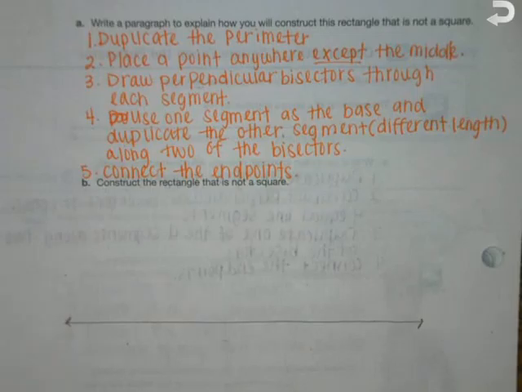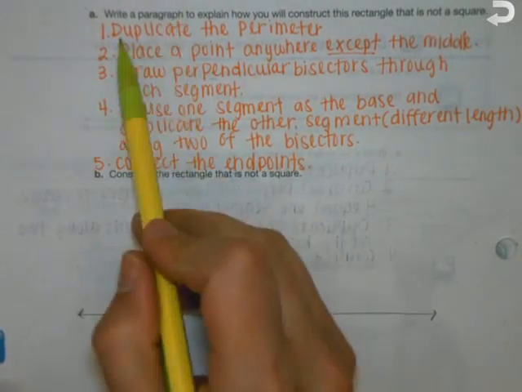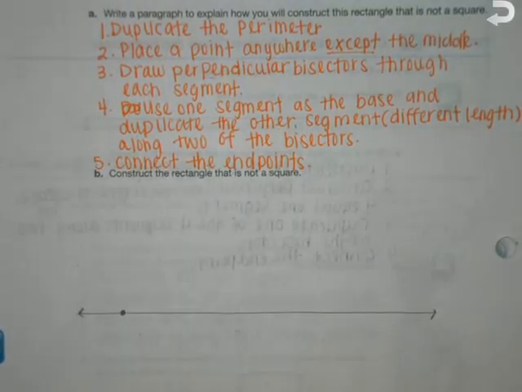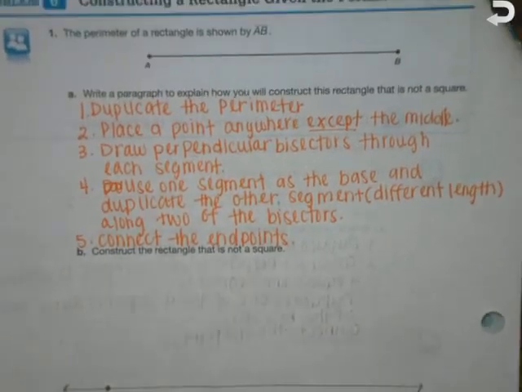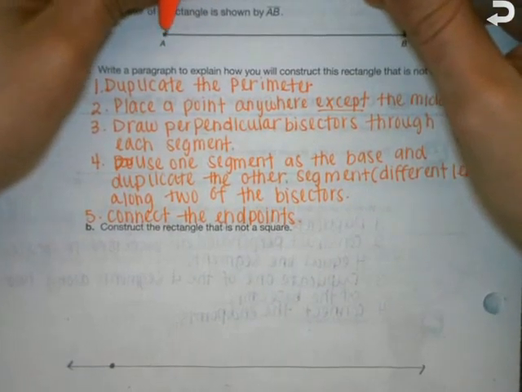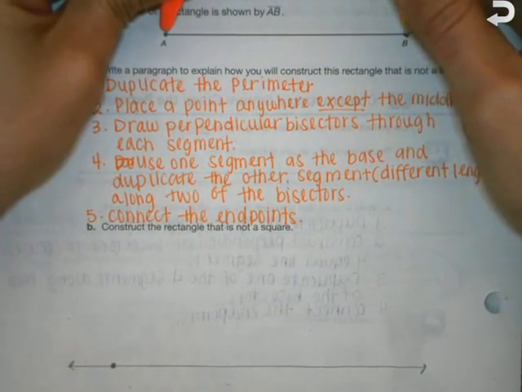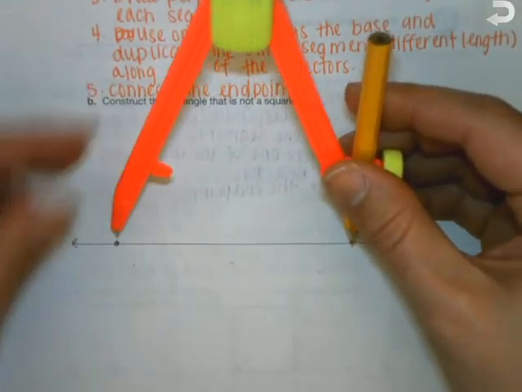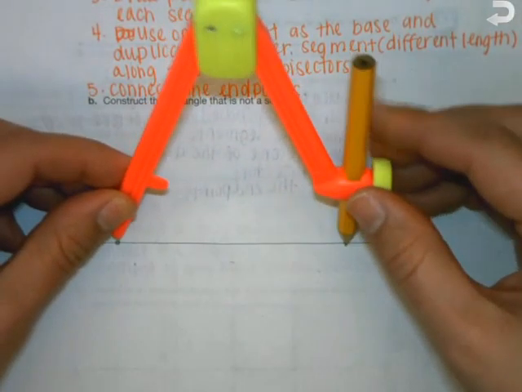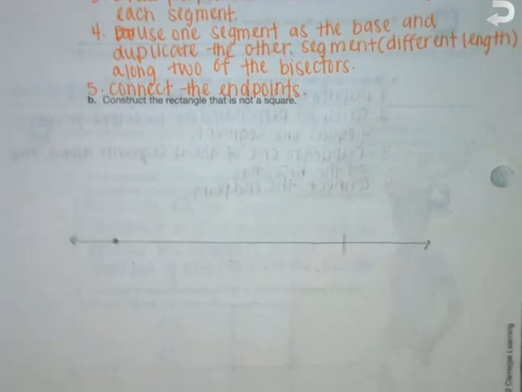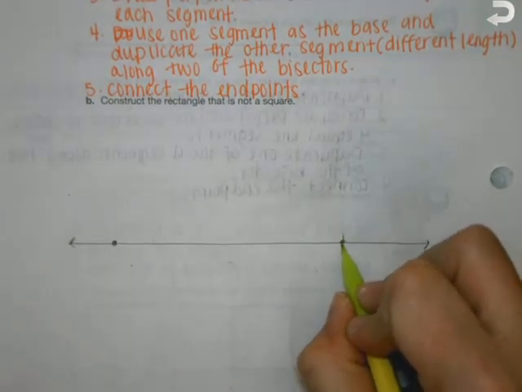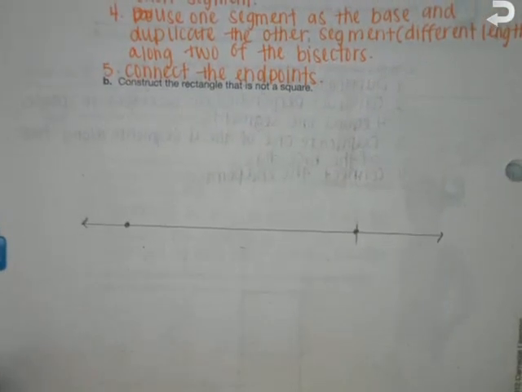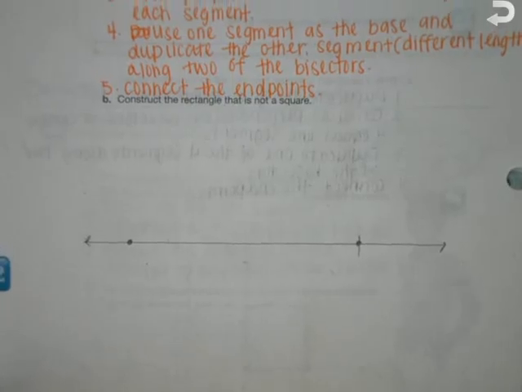And the first thing that we're going to want to do is to duplicate the perimeter. So put a point anywhere on the starter line and duplicate that perimeter right now. So you're going to open up your compass to the length of the perimeter. And then we're going to duplicate it down here. So put the point on the point you made. Make an arc. And that's your perimeter. Okay, that should be easy, right? Okay.